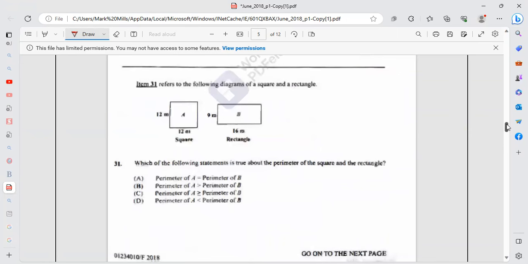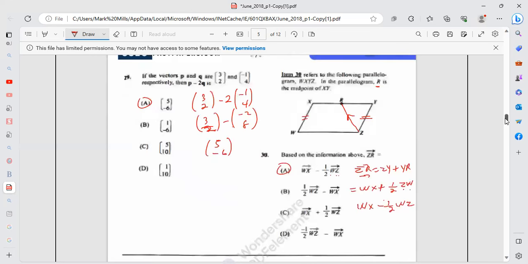-31. This is a square. This will be 12, here be 12, here be 12. So this will be 48. So this will be 9 here, and here that being 16 here. So this will be 50. They say that the perimeter of A is less than the perimeter of B. So the answer would have been D. We get that? Yes, sir.